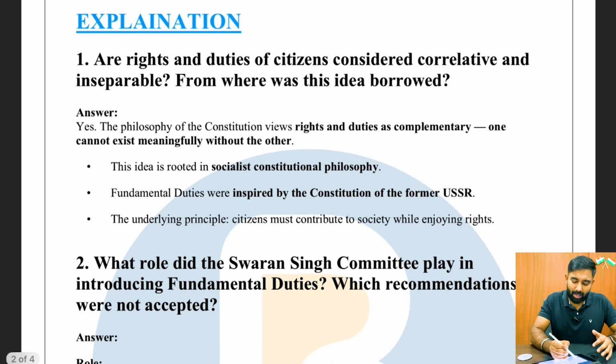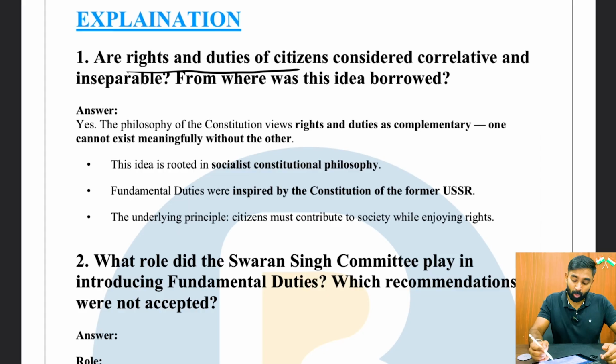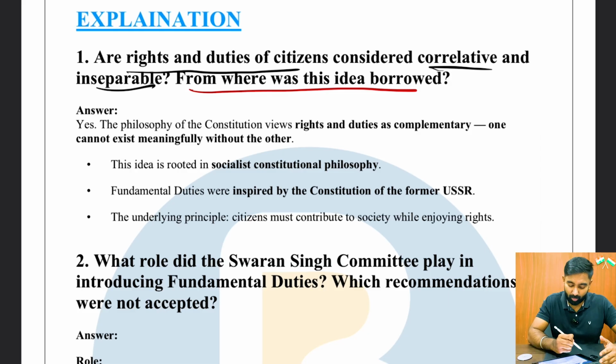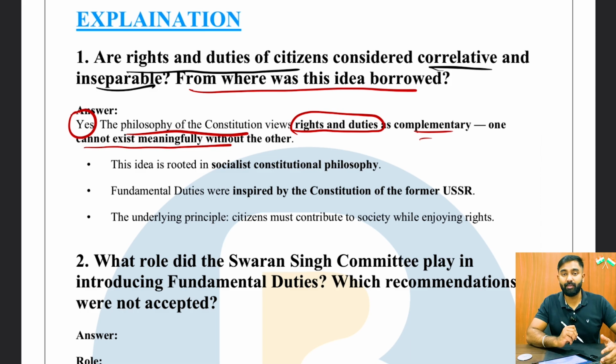Anyway, let's start. Are rights and duties of citizens considered correlative and inseparable? This is the kind of question that I was talking about. From where was this idea borrowed? The answer is yes. The philosophy of the Constitution views that rights and duties are complementary in nature. One cannot exist meaningfully without the other, which means it expects that one who enjoys being in a society, or enjoys his rights, also has certain duties to make sure that he is contributing to the society where he is living.